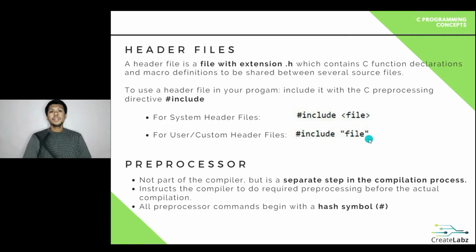What is a preprocessor? A preprocessor is not part of the compiler, but it is a separate step in the compilation process. It instructs the compiler to do required pre-processing before the actual compilation, meaning it will do that line first before it gets to be compiled. All preprocessor commands begin with a hash symbol or number sign.